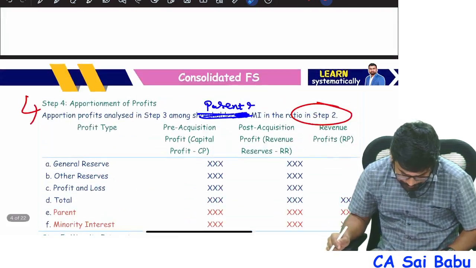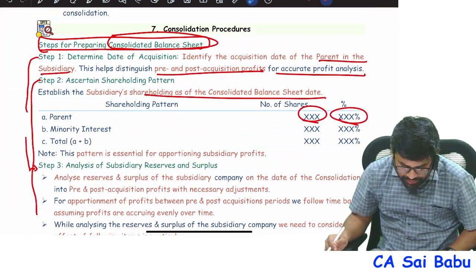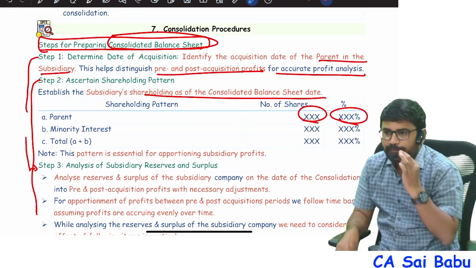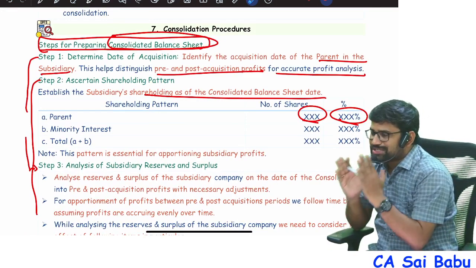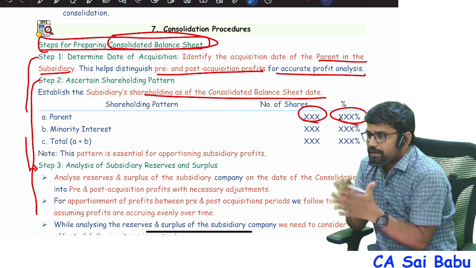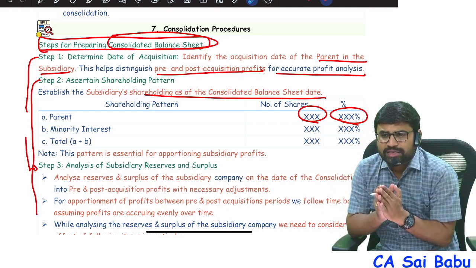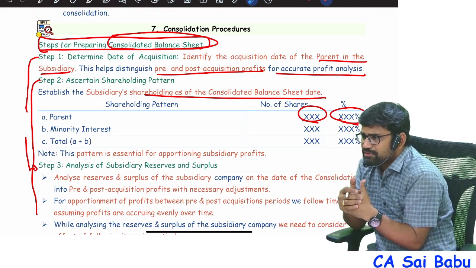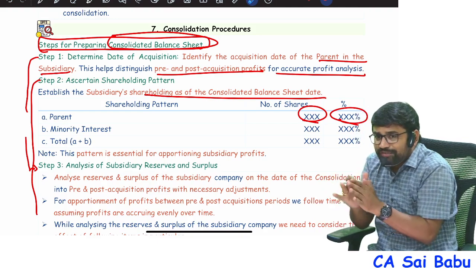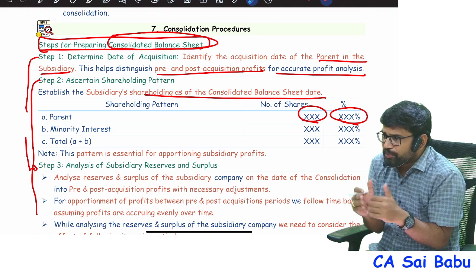Okay, so see this. First step, consolidation of balance sheet. What's step number 1? What is the date of first step? Date of acquisition. Why date of acquisition? To divide the subsidiary company profits into pre and post.